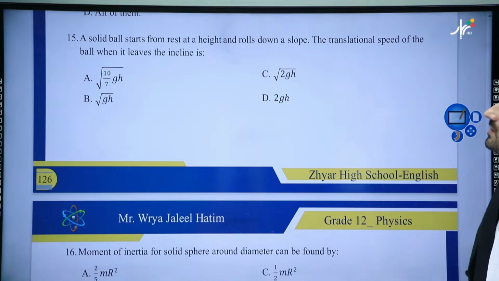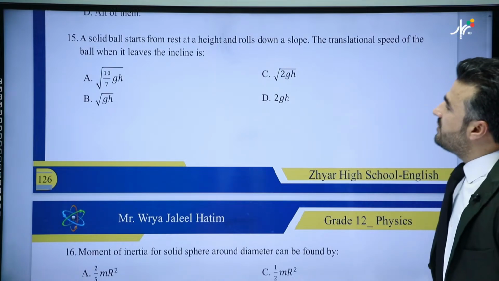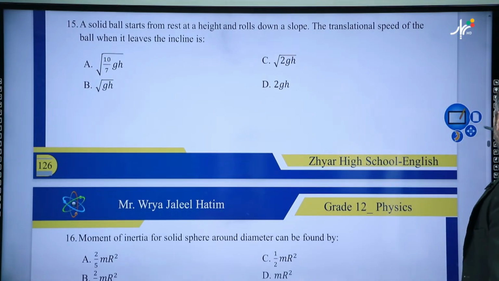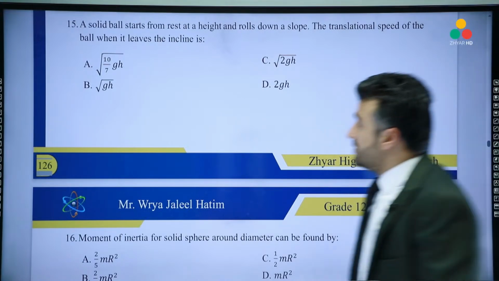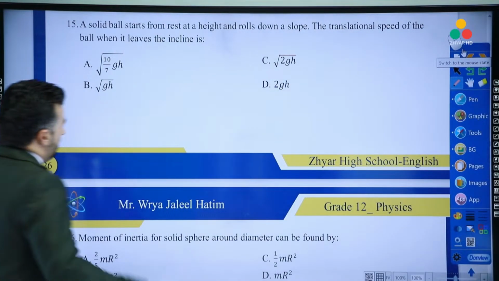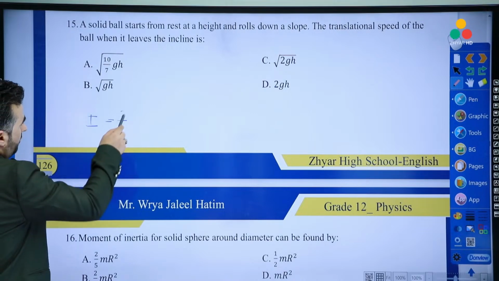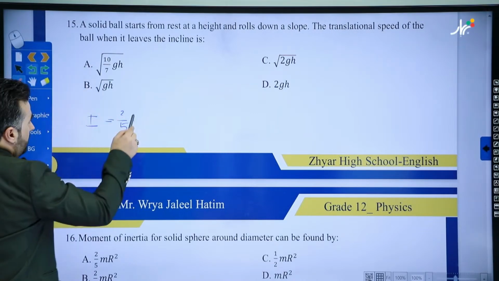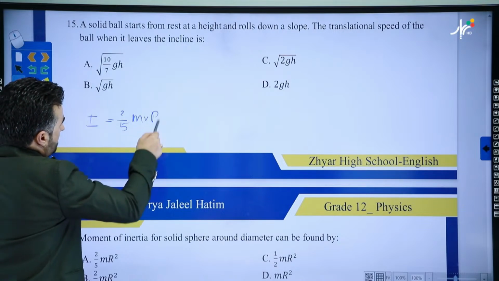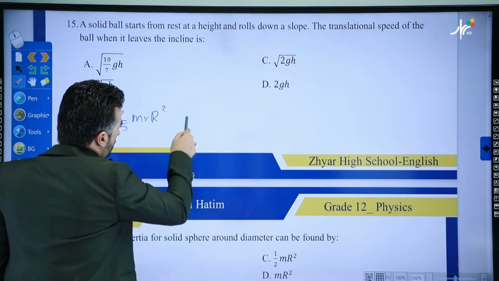All right, a solid ball starts from rest at a height of this. The translational speed of the ball when it leaves the incline is what? Once again, remember the moment of inertia of a solid ball. Of a solid ball, it is 2/5 m times r squared, mass times the radius squared.